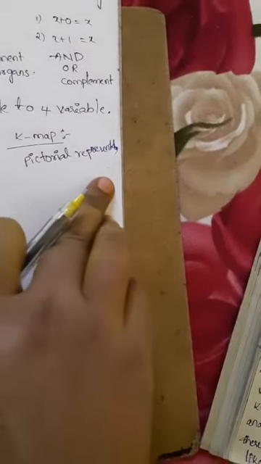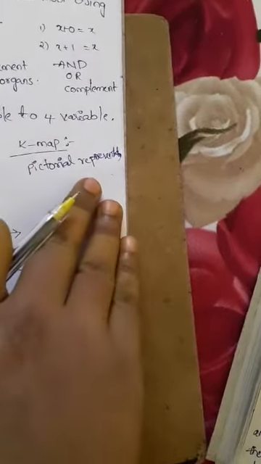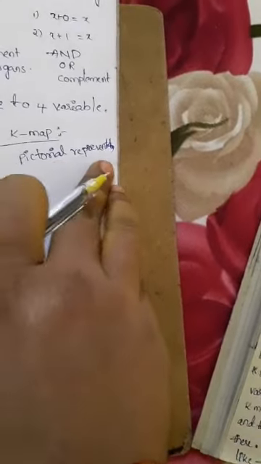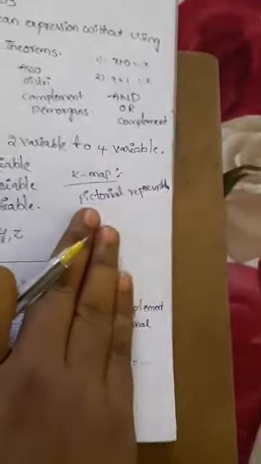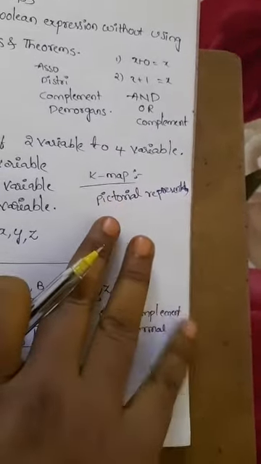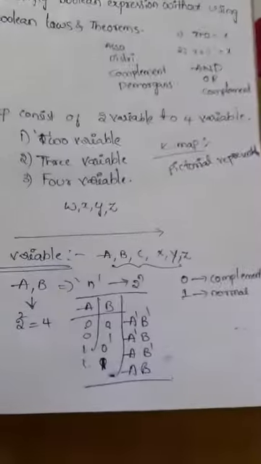Okay, so it is a pictorial representation. This pictorial method solves Boolean expressions without using Boolean laws and theorems. So what is a K-map? A K-map is nothing but a pictorial representation, and this method solves Boolean expressions without using laws and theorems. That is called the K-map. Now we will see the pictorial representation of two variables.